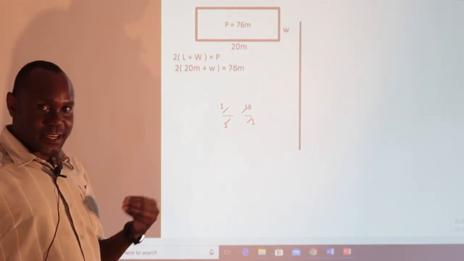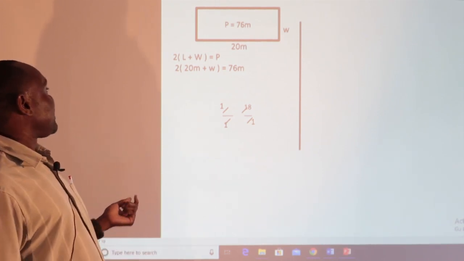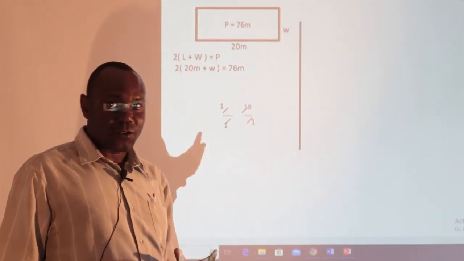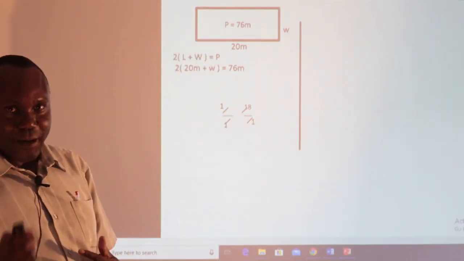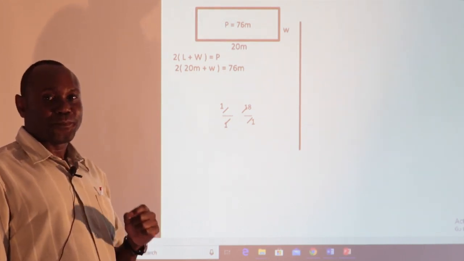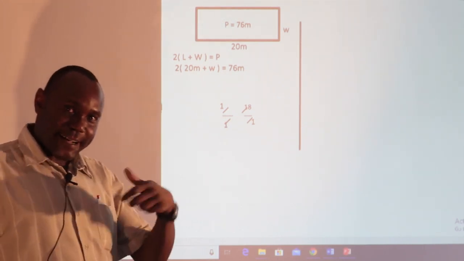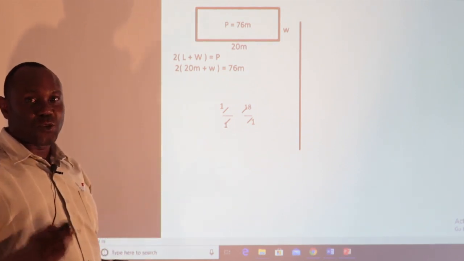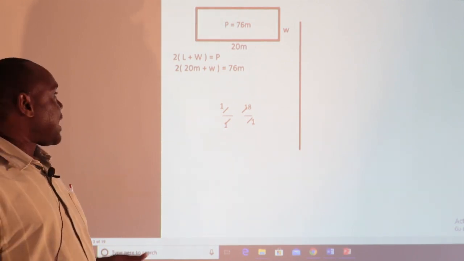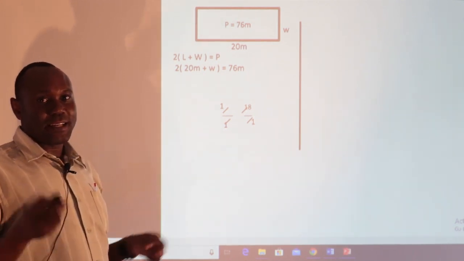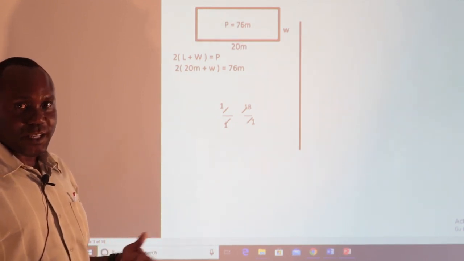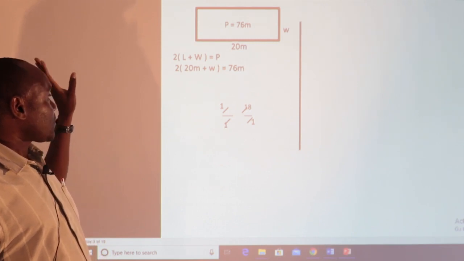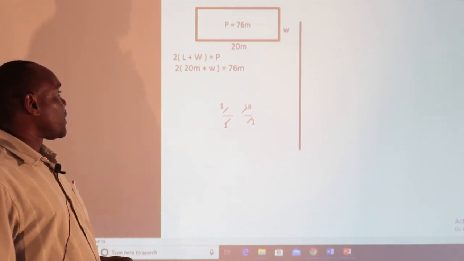After that, what's the next part? Remember that whenever you have brackets and there is a common factor outside the brackets, we multiply every term inside the brackets by the factor outside. The 2 outside the brackets, we call that the factor. And the 20 meters plus the W, we call them the terms. In algebra, we use that word terms to mean the expressions given.